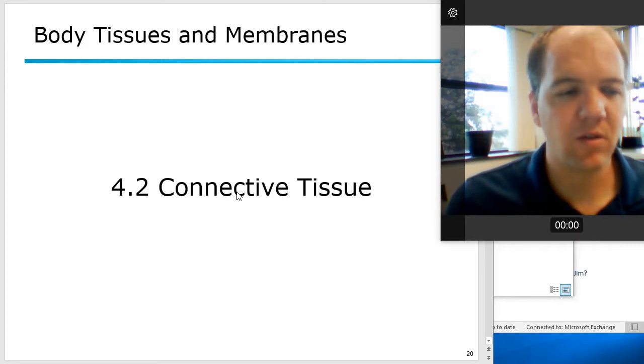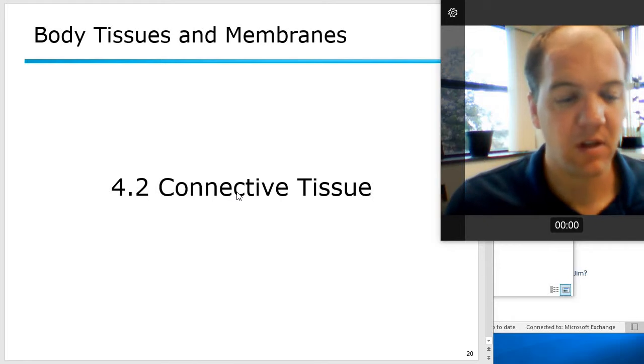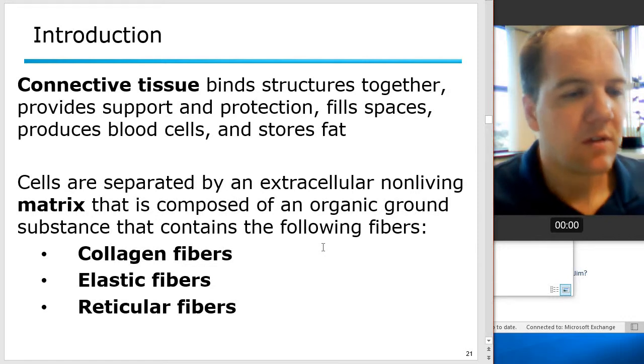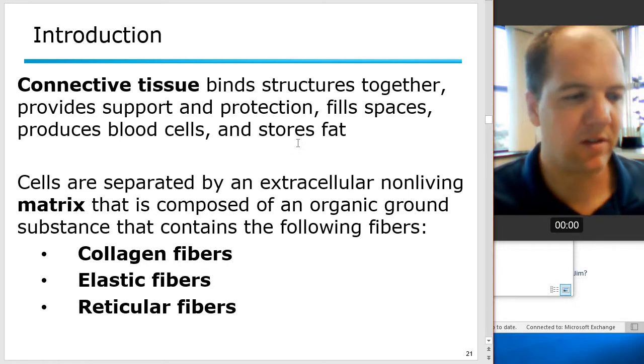Hey, so now our next group of tissues is the connective tissues. So remember, their job is to connect and bind things together. So let's look at the different types of connective tissues. So they bind structures together, provide support and protection, fill spaces, produce blood cells, etc., etc.